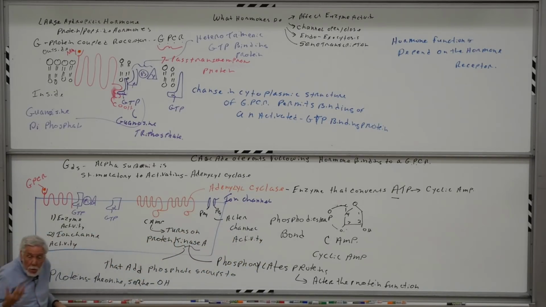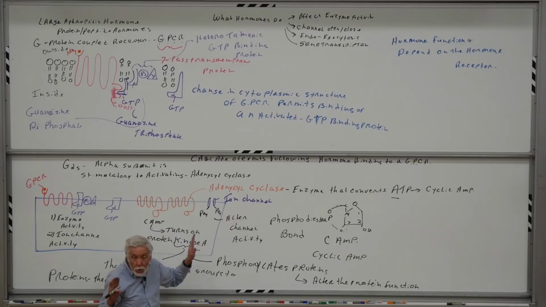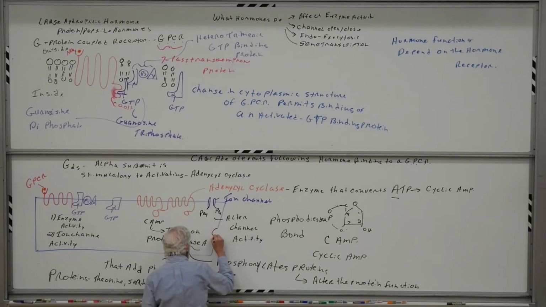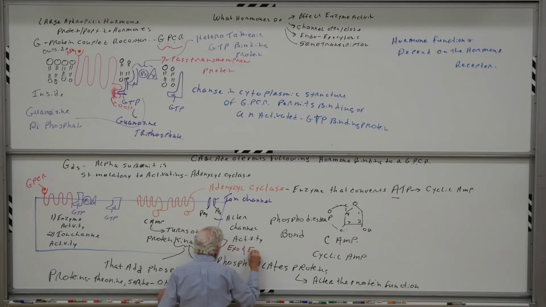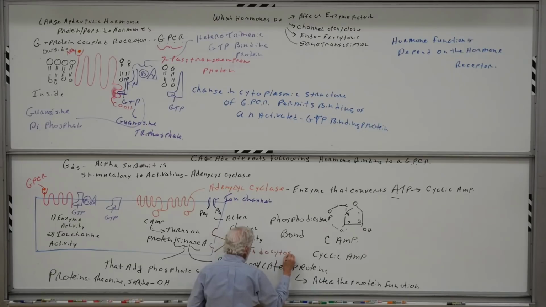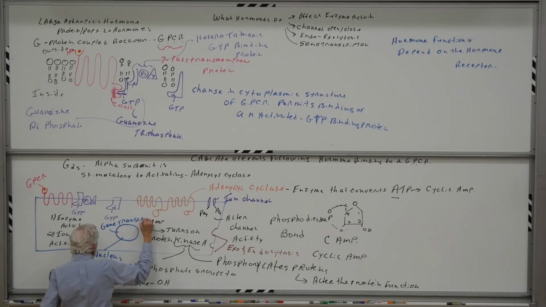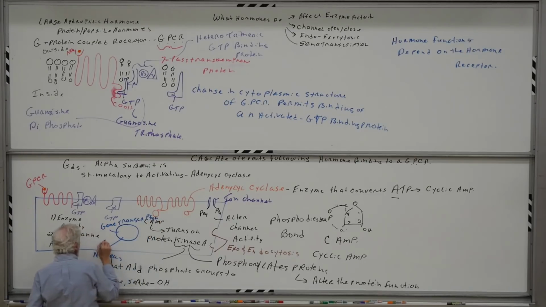So we can either change the probability of opening, we can make it more permeable to an ion, we can make it less permeable to an ion. We alter channel activity. Similarly, those phosphorylation events can affect exocytosis and endocytosis. And then finally, the other thing the hormone receptor complex can do is it can feed into the nucleus, where it will affect gene transcription and translation.